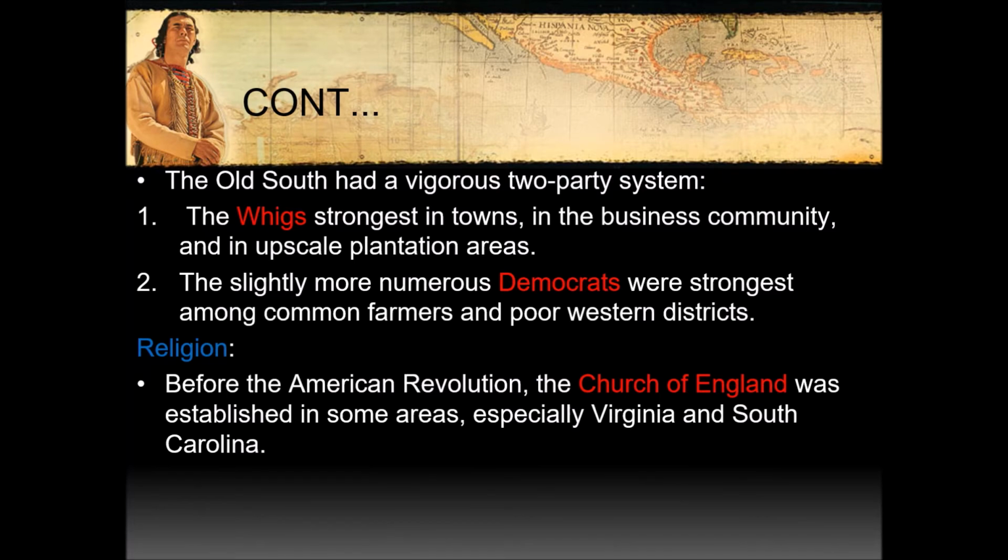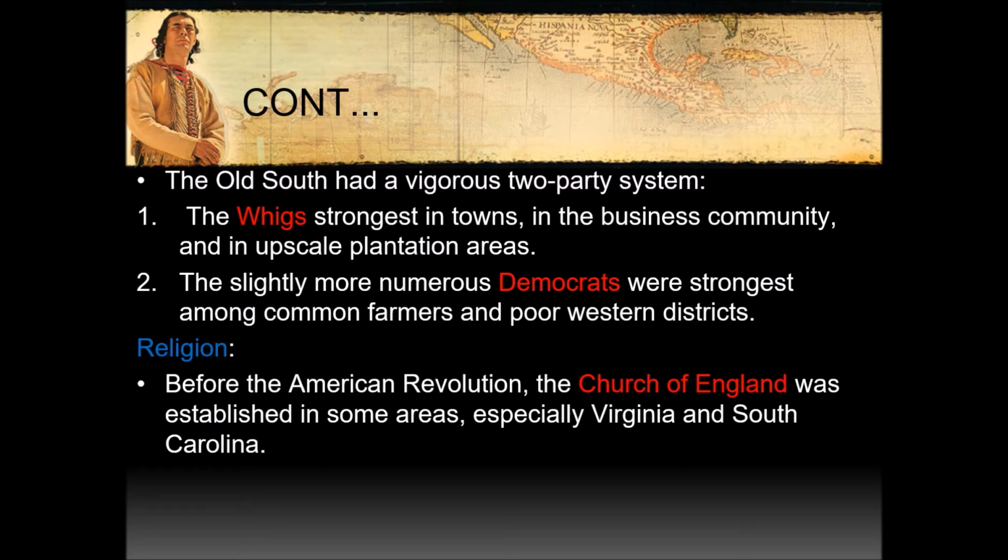Now we move to the political parties in the South. They had a two-party system, the Whigs and the Democrats. The Whigs were strongest in towns because of the business community, and also in upscale plantation areas, while the Democrats were strongest among common farmers and in poor western districts.